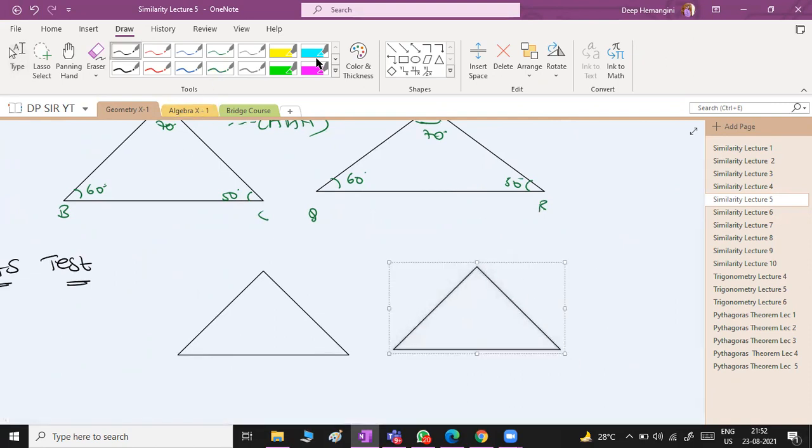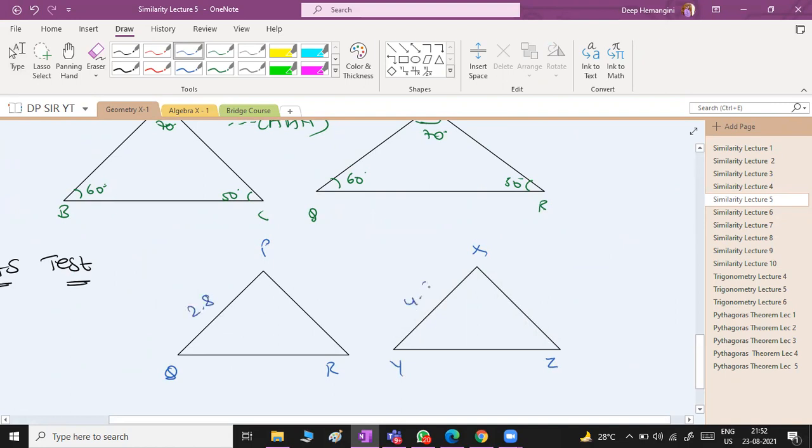ठीक है. And suppose I have, let me name this as PQR, and let me name this as XYZ. Okay. Here it's 2.8. Here it's 4.2. Here it's 2. Here it's 3. 4.2, 2.8, 2, 3, और क्या दे सकता हूँ. And let this angle be 50 degree. And let this angle be 50 degree. Or we don't name it, no matter how much the measure is.